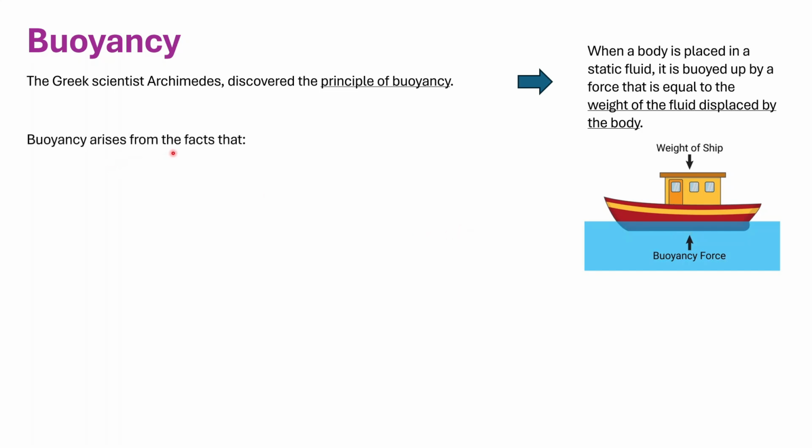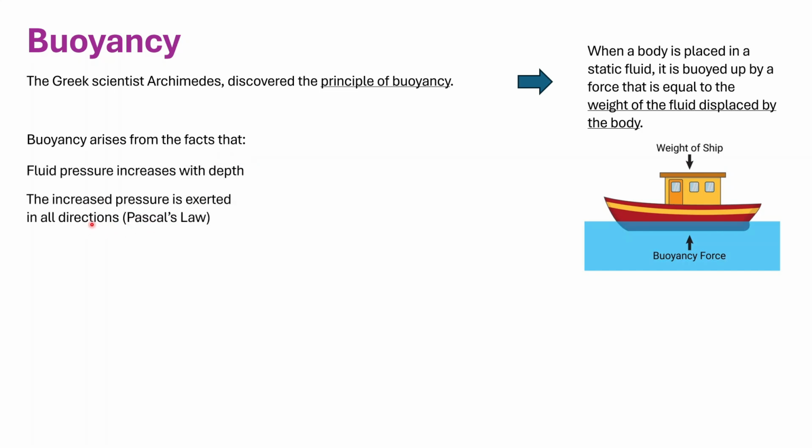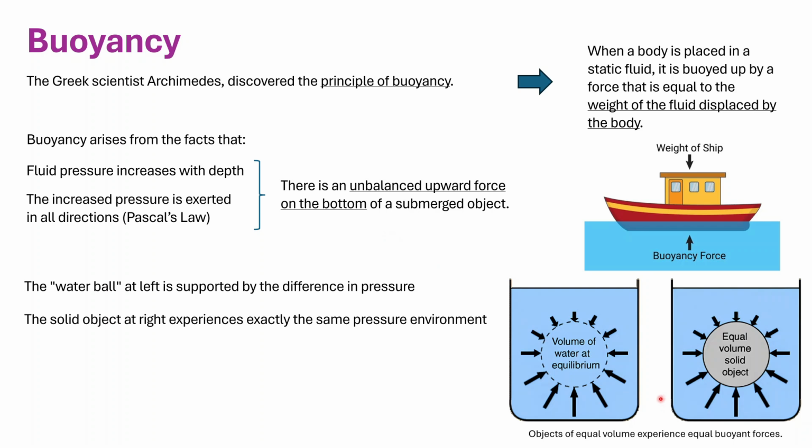Buoyancy arises from the facts that fluid pressure increases with depth, and the increased pressure is exerted in all directions, which is Pascal's law. Therefore, there is an unbalanced upward force on the bottom of a submerged object. So let's look at an example here. The water ball at left is supported by a difference in pressure. As you can see, the pressure increases as depth increases.